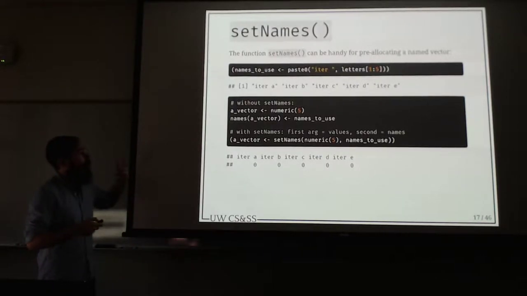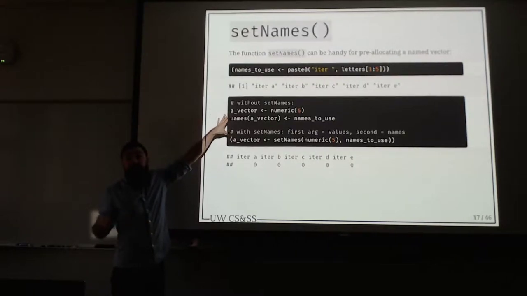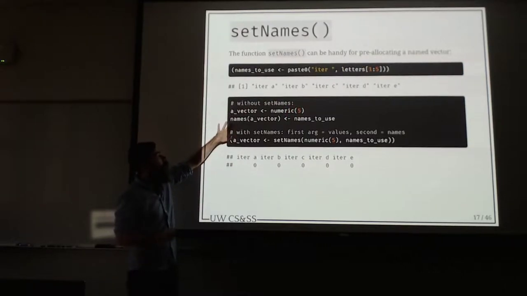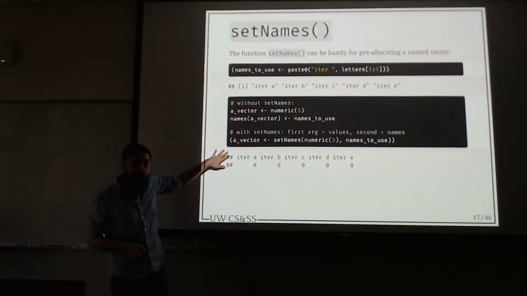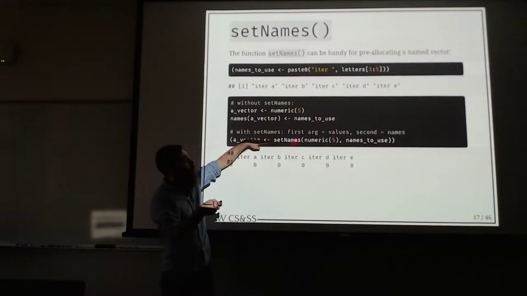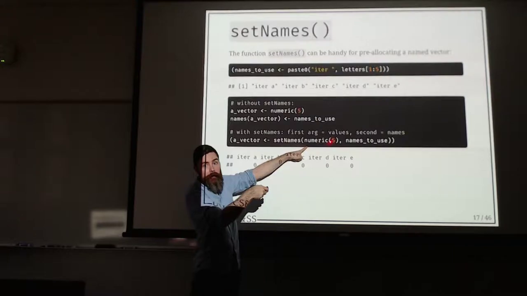Okay. Then, one way I could assign those names to, say, a preallocated vector would be to say A vector is numeric 5, so a length 5 numeric vector. I could assign names to it manually, or I can do it all in one line of code, where I say A vector is equal to set names. This is the object I want to create, which is a length 5 numeric vector.